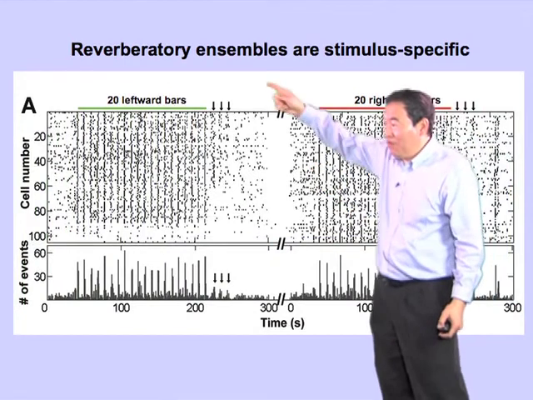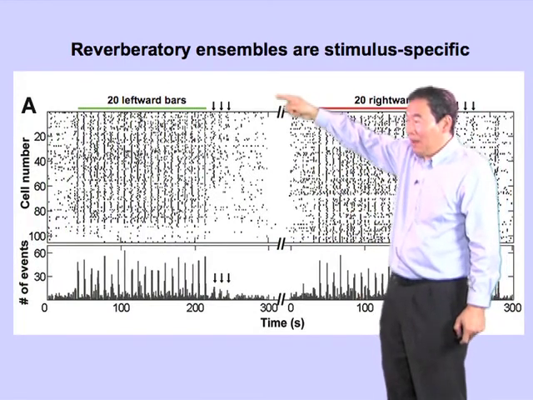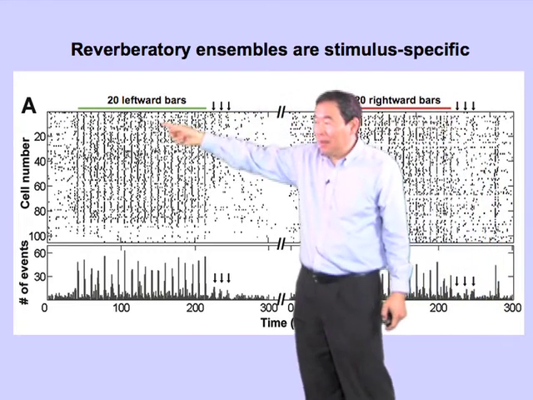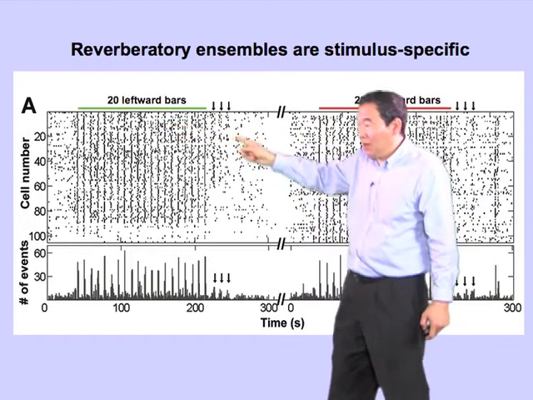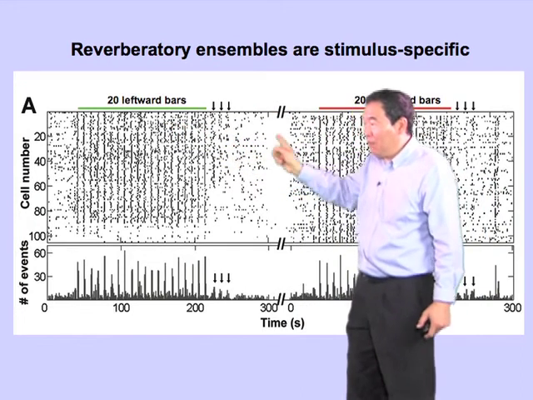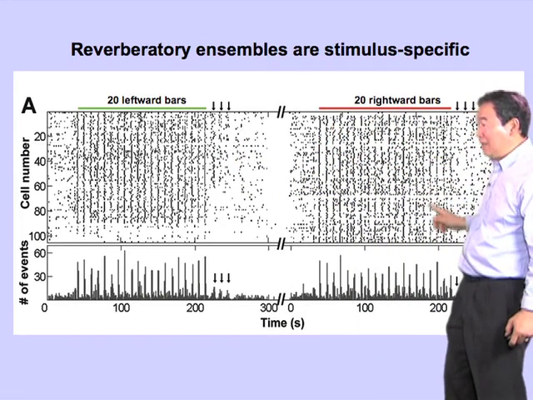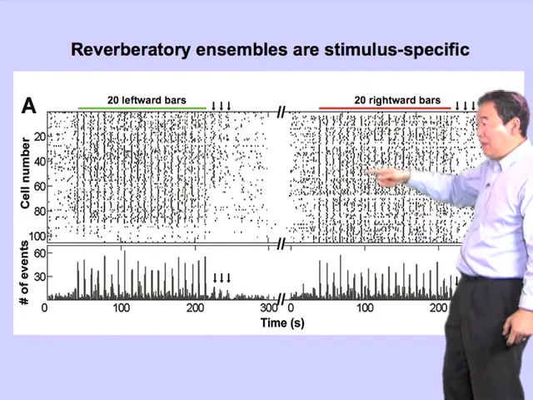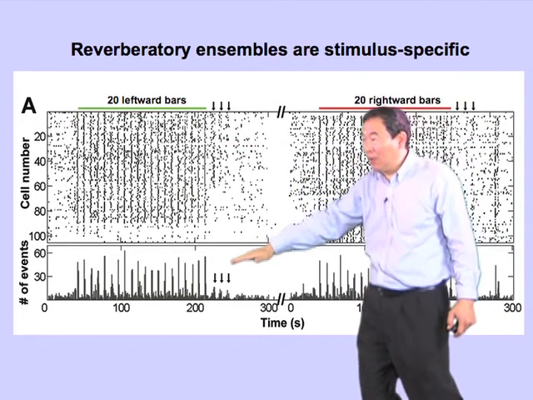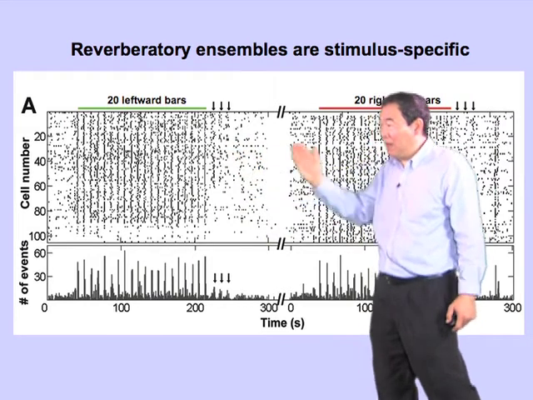This reverberatory ensemble activity is stimulus specific. The left moving bar creates rhythmic activity among this group of cells, but the right moving bar creates reverberating activity in a different group of cells, not the same group. So this is the same set of 100 cells whose rhythmic activity we monitor afterwards.